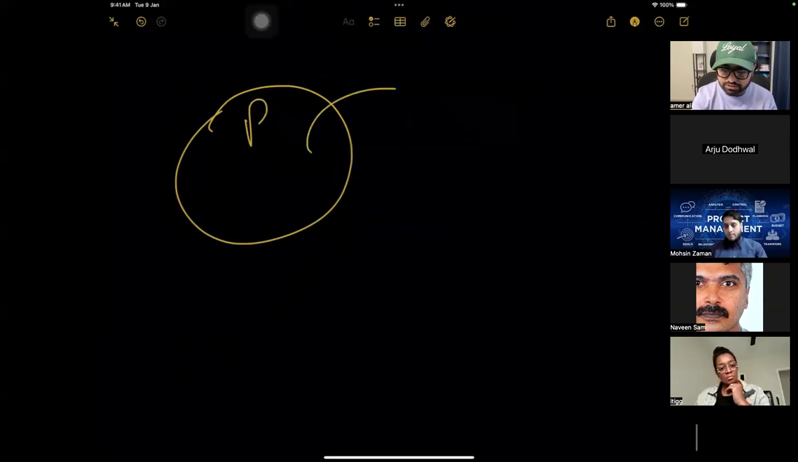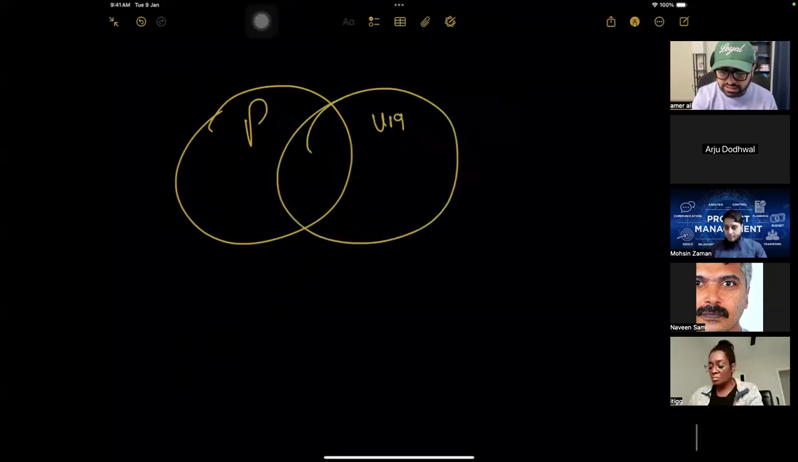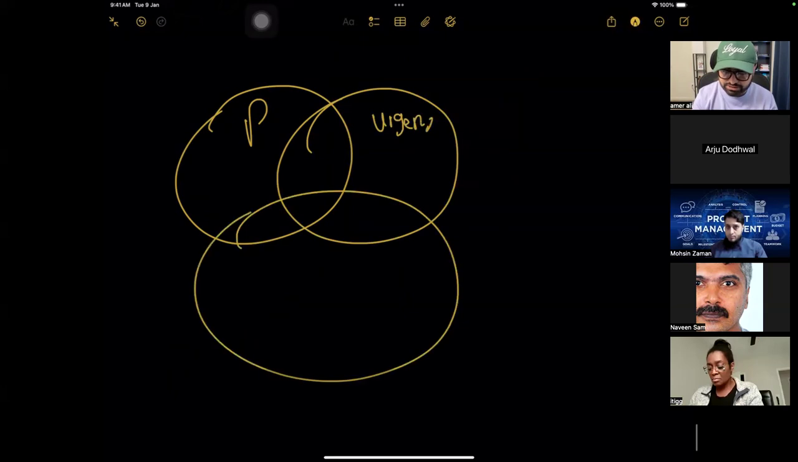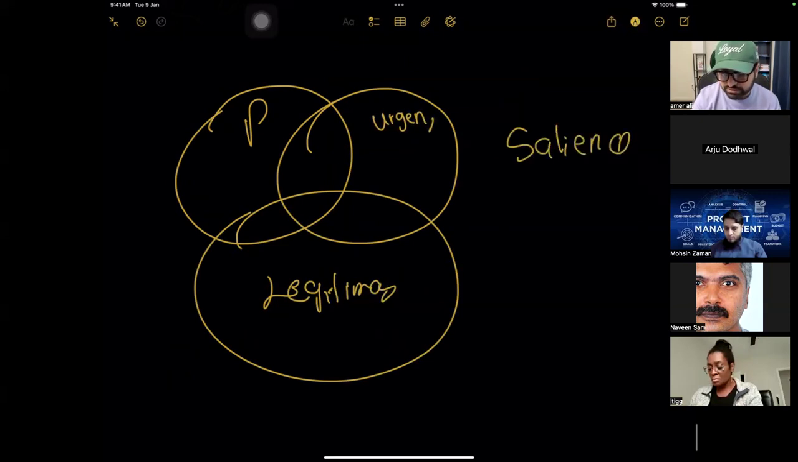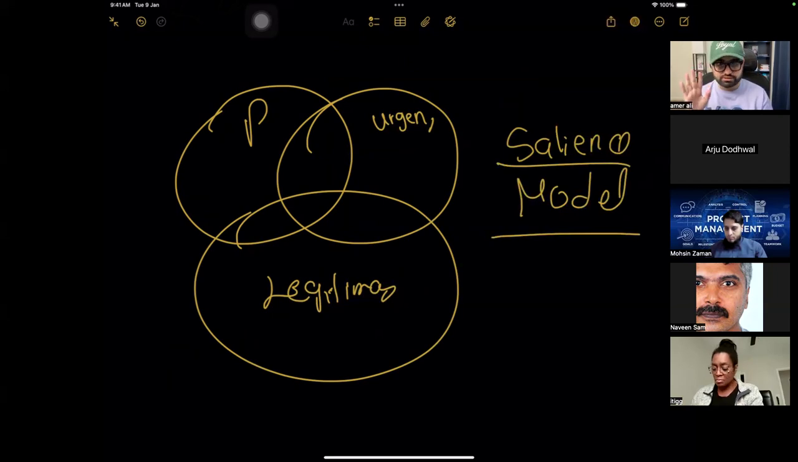Another 3D model we have covers power, urgency, and legitimacy. Just need to know the name of that, nothing more. This is called the salience model. That's it.